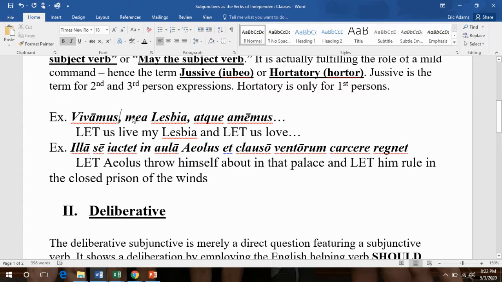If I wanted to, I could have put a period right there. It could stand on its own. Likewise, I could have put a period right here and it stands on its own. And you can just, of course, ignore the vocative mea Lesbia in this poem that opens up the very first line. He's talking directly to her.